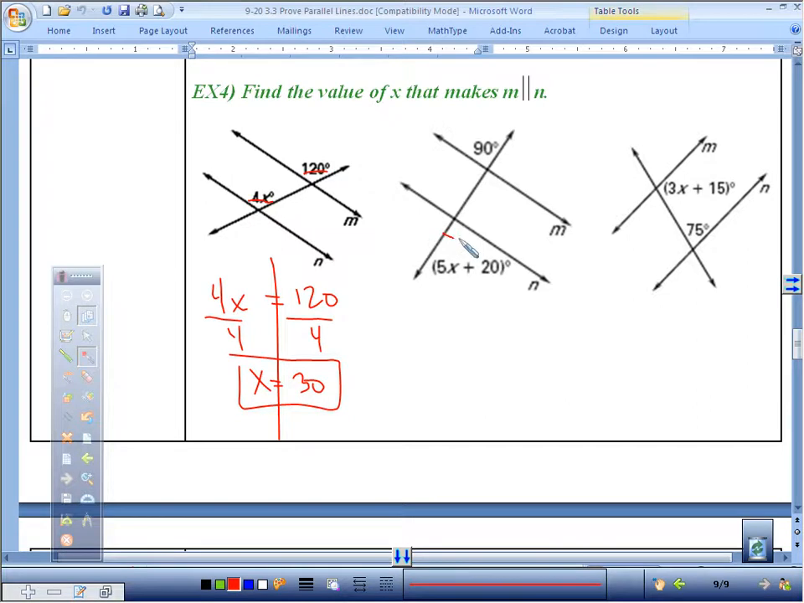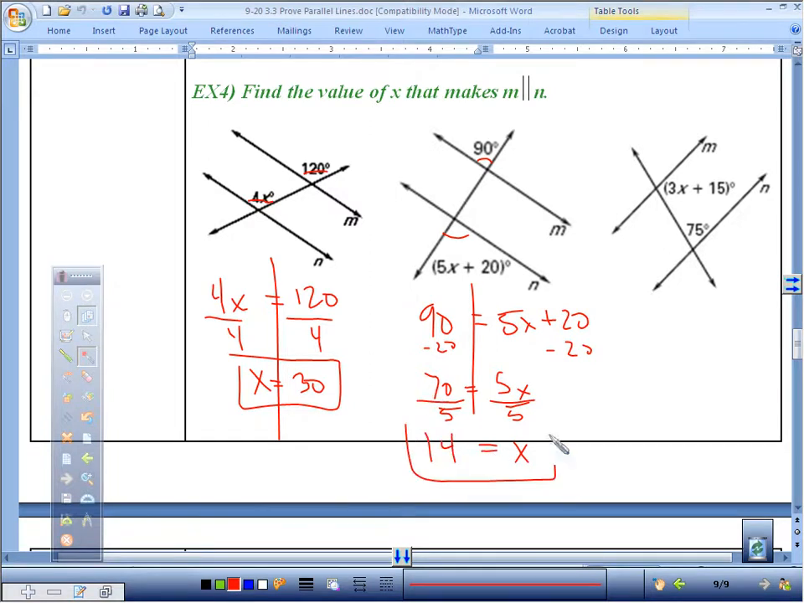Same thing here. I have this angle and this angle. These are on alternate sides of the transversal in the exterior, outside the parallel lines. So if these are congruent, so I set them equal, then m is parallel to n. And then we just rearrange to solve. And x is 14.